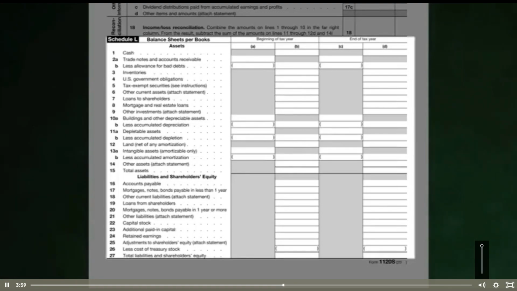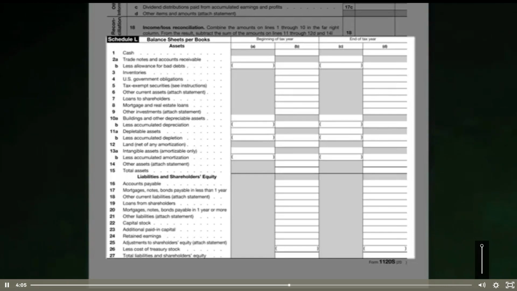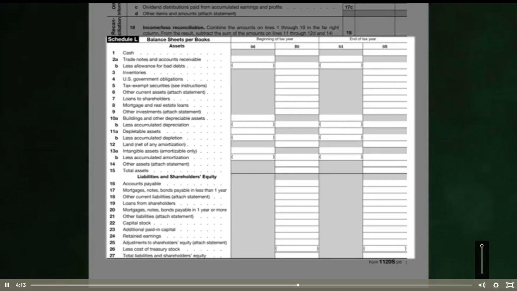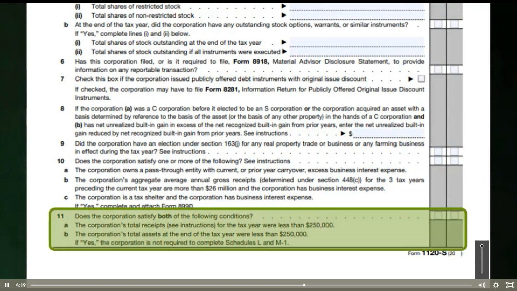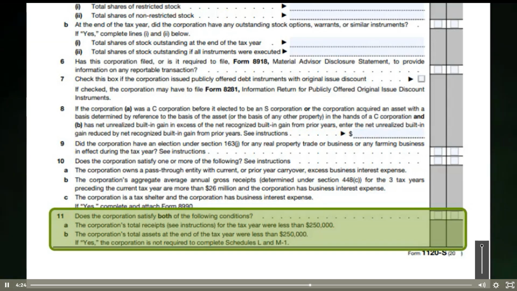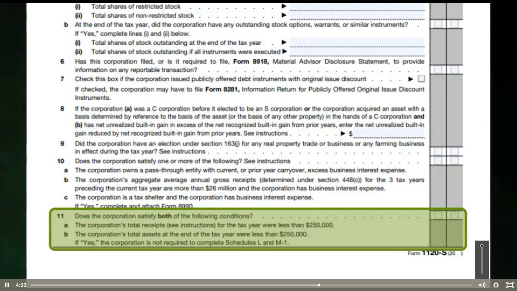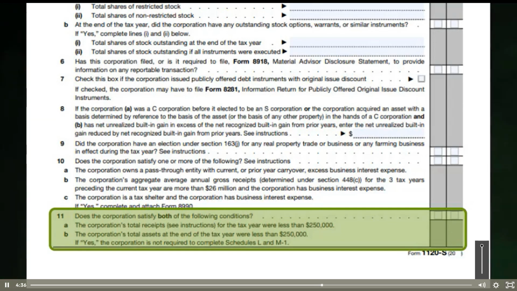As with the partnership and C corporation returns, Schedule L is a statement of the corporation's financial position, or balance sheet. The IRS requires Schedule L to be completed unless an exception applies, and the figures must agree with the corporation's books and records. The most common reason you won't be required to complete Schedule L, and M1 for that matter, is if the corporation has gross receipts less than $250,000 and assets less than $250,000. Even if you do not have to complete Schedule L in order to arrive at taxable income, corporations are still required to maintain records detailing balance sheet accounts.